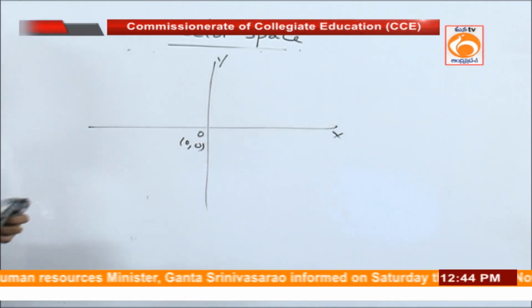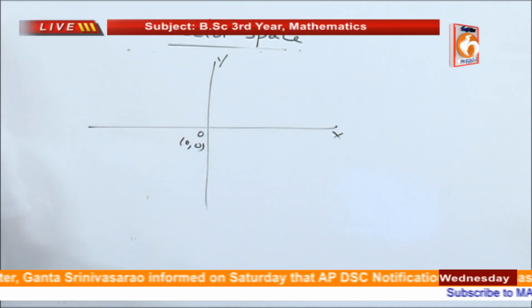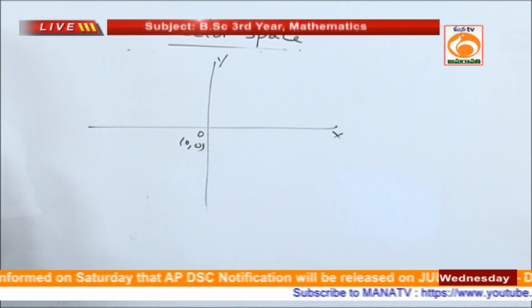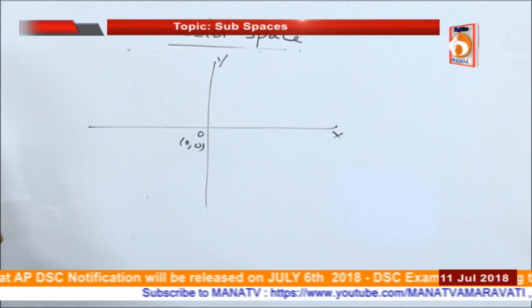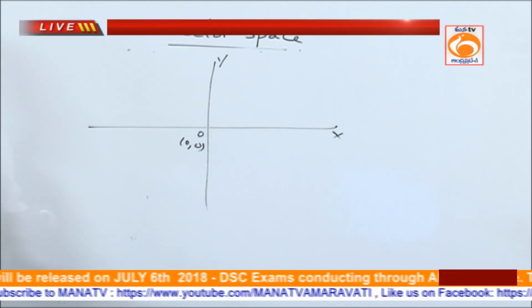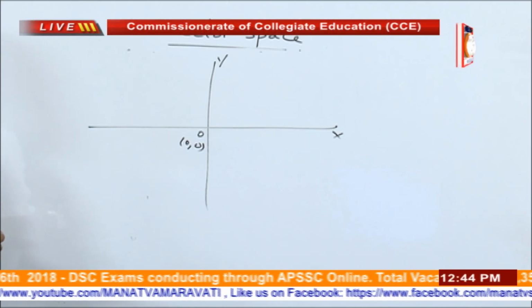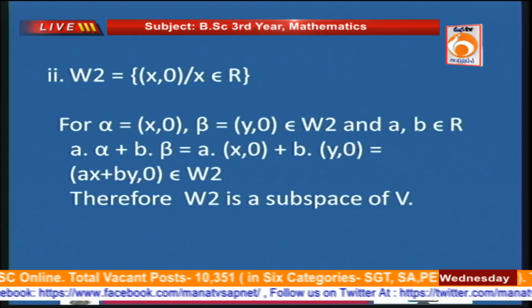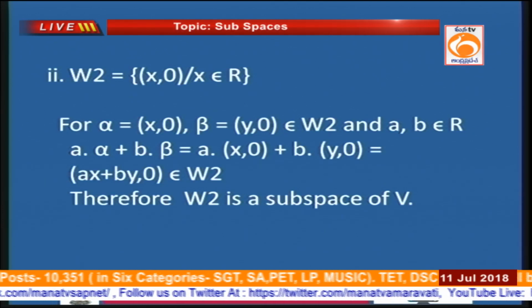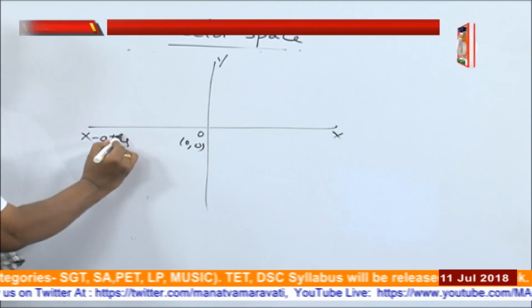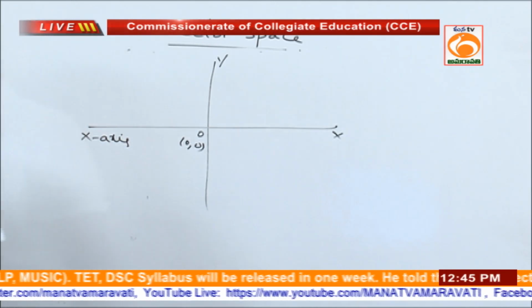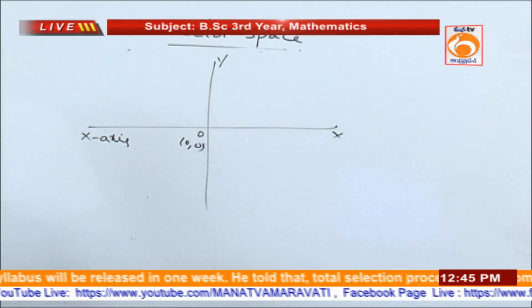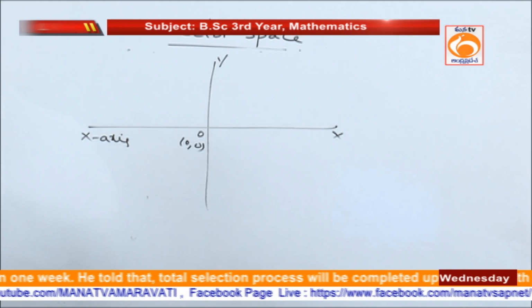Now, what does W1 represent? W1 is simply the origin. W2 is (x, 0): the y coordinate is 0 and the x coordinate varies. So, what does that indicate geometrically? Is it not the x axis? So, W2 is nothing but the x axis. So, the x axis is a subspace of the xy plane, R cross R.